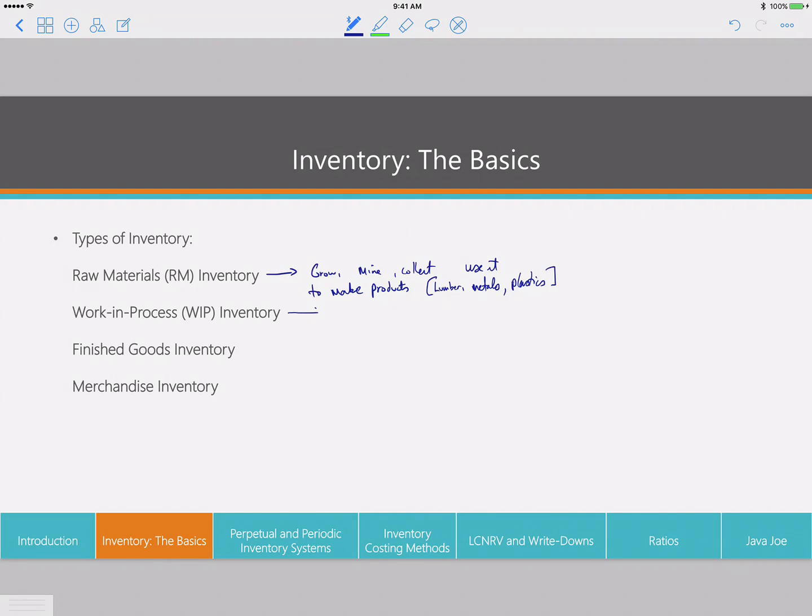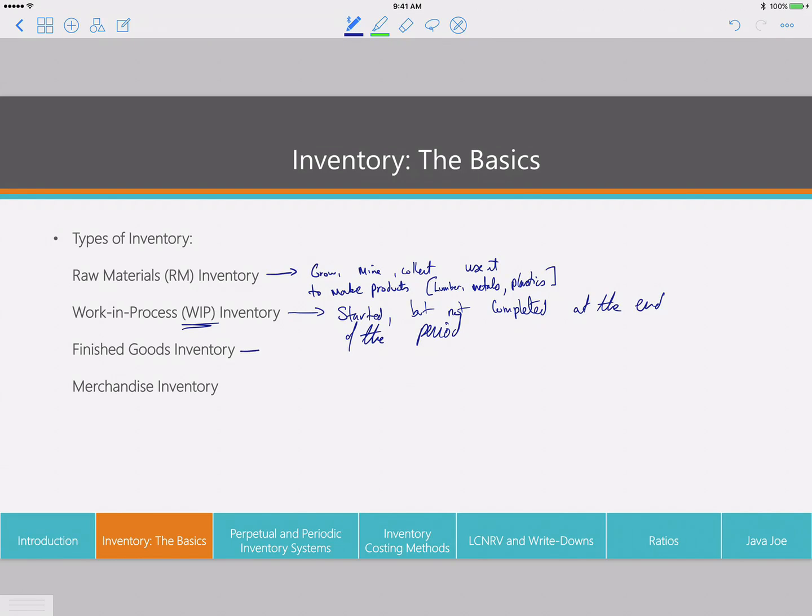Then we have work in process, or WIP, and these are goods that have been started but not completed at the end of the period. For example, say you have an assembly line, and at the end of the day the bell rings and everyone leaves, and there's a car they were working on but didn't finish making yet. That will be part of your WIP, your work in process inventory. It's goods that are partially completed, but we're not done making them yet.